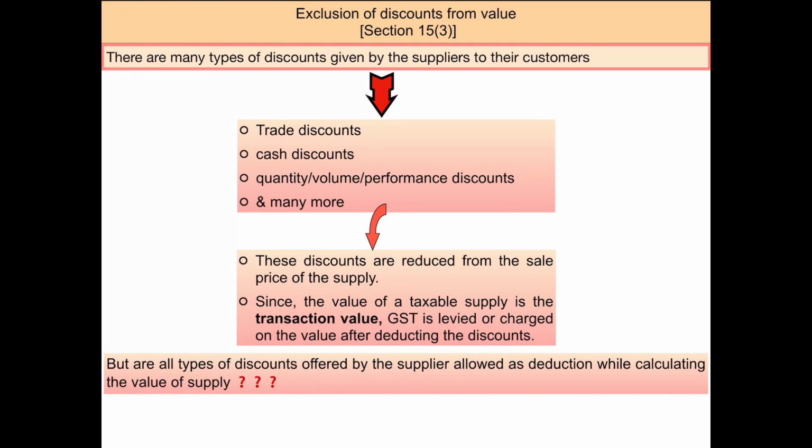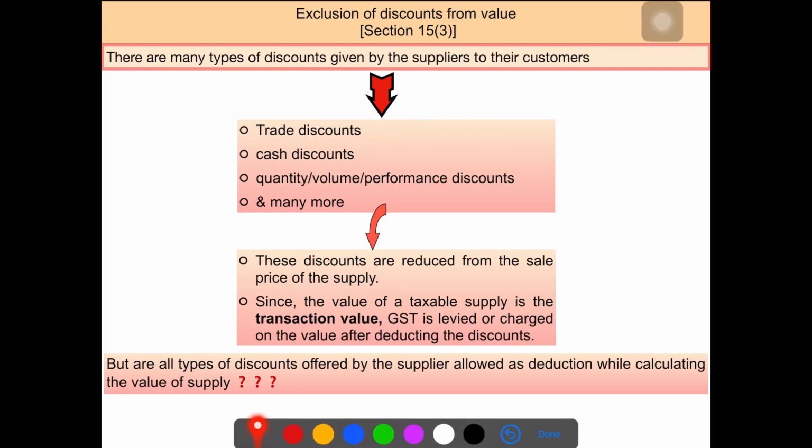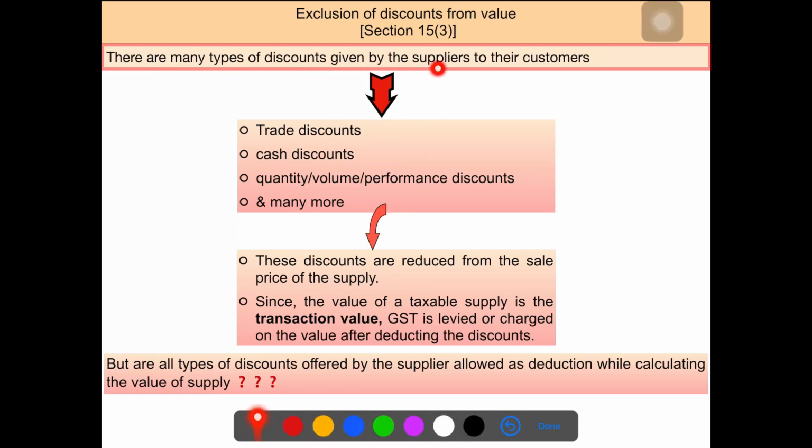So let's understand exclusion of discounts from value, which is contained in section 15 subsection 3. There are many types of discounts given by the suppliers to their customers, which are as follows: trade discounts, cash discounts, quantity or volume or performance discounts and many more. ये list exhaustive नहीं है, it is an inclusive list.